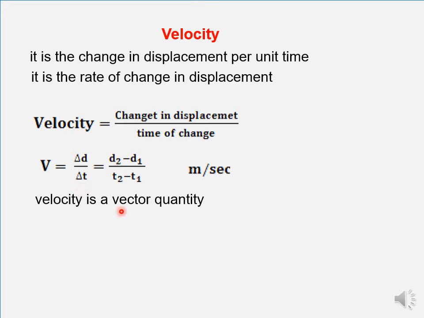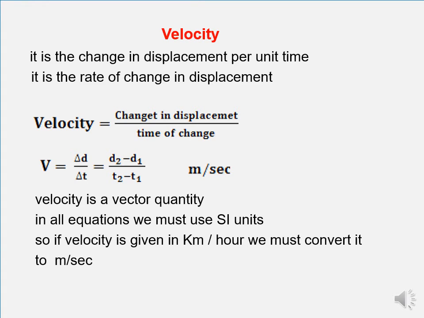Velocity is a vector quantity, which means it needs magnitude and direction. In all equations we must use SI units, standard units. During solving equations we must use standard units. So if velocity is given in kilometer per hour we must convert it to meter per second.